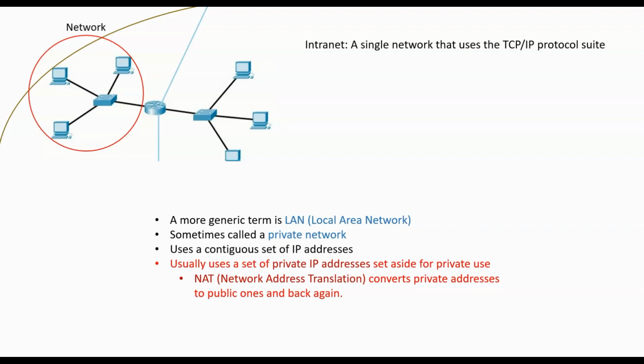However, another company may use the same set of private addresses. Well, now wait a minute. If they have the same addresses, how can I talk across the internet from one to the other? Well, the answer is that outside of this network, this entire network has one public IP address, and something called NAT, or Network Address Translation, translates from the private address to the public address, and then back again to the private address.